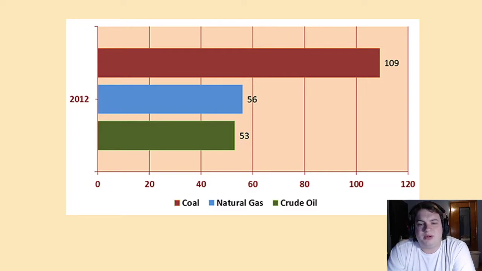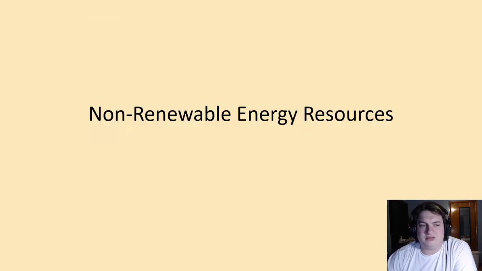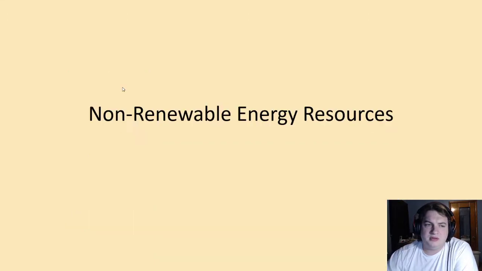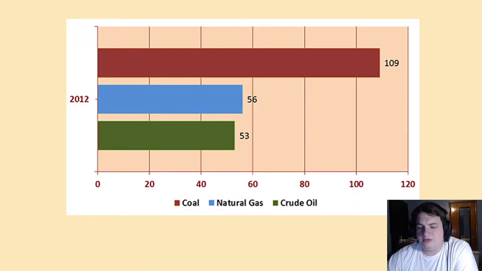Currently today, we'd probably expect to see natural gas higher, crude oil a little bit lower, coal potentially slightly lower. And I'm going to just jump back slides real quick. So our three fossil fuels you should have named off as coal, crude oil or oil, and natural gas. And you should know that all three of these are hopefully non-renewable. And because they are non-renewable, they are a finite resource.